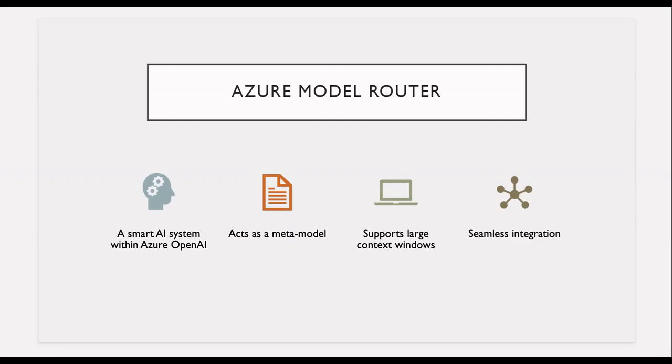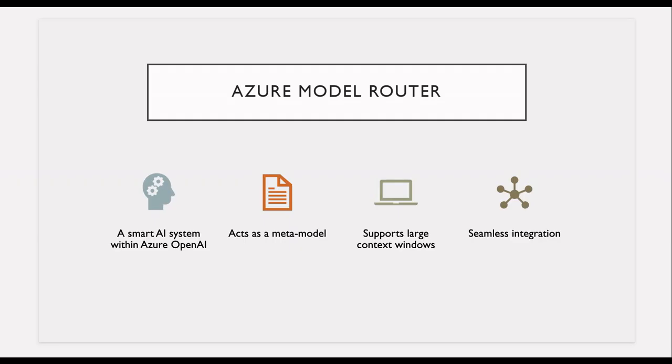So instead of developers manually choosing the right AI model, the model router does it for them. It also acts as a meta model because it intelligently chooses from a pool of models like GPT-4.1, GPT-4o, and all the models which are part of this router. It does this based on the nature of the input and the task which needs to be performed. That's the reason I'm saying it is a meta model.